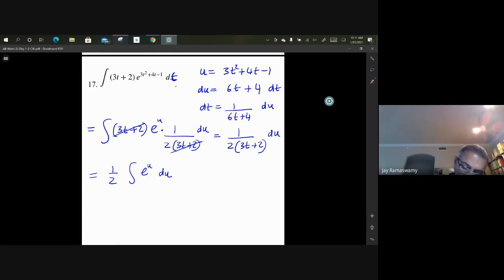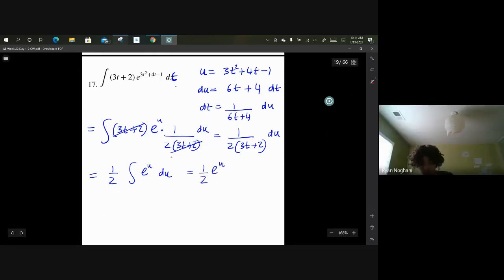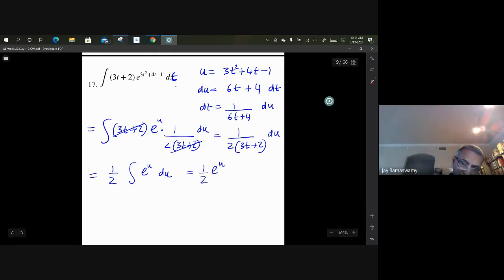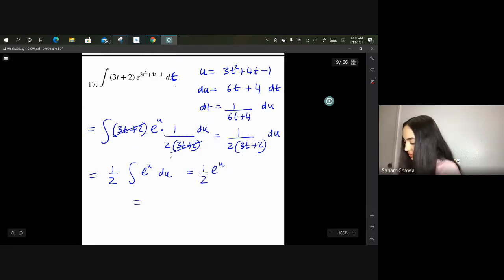Don't forget the du. Okay, let's wrap it up. What's the integral of e^u? e^u. Are we done with the problem? No. So substitute. So what's the final answer? 1/2 e to the power of 3t squared plus 4t minus 1.